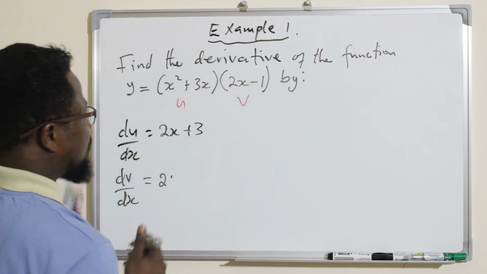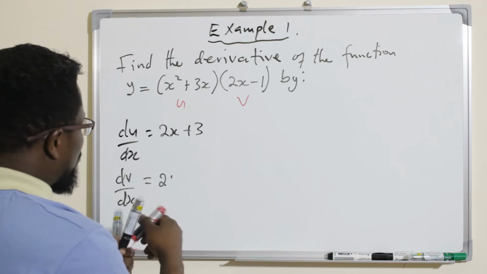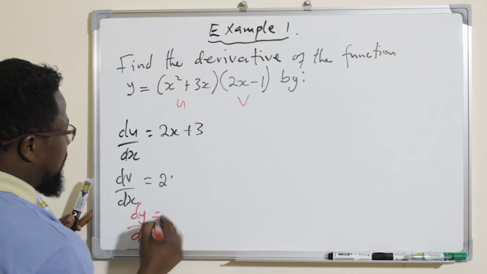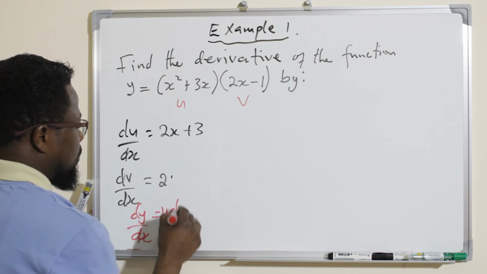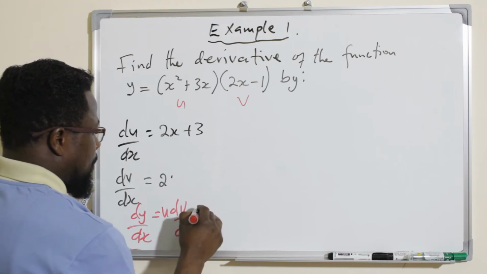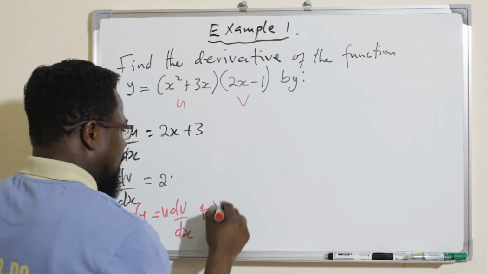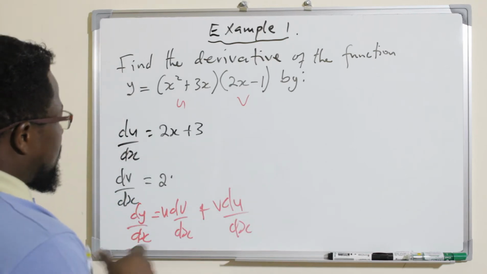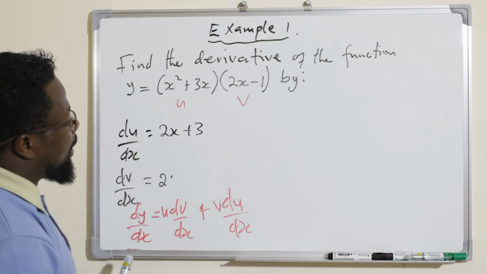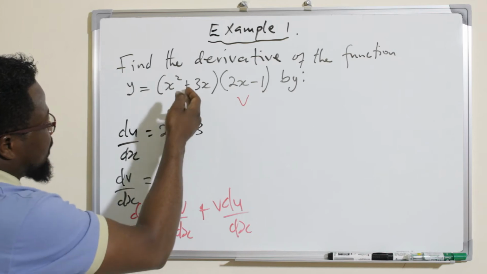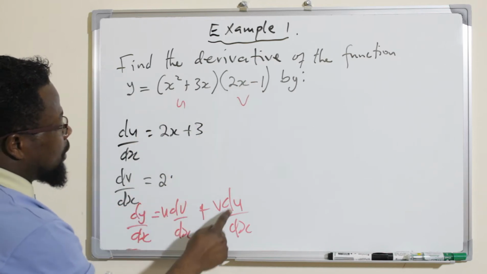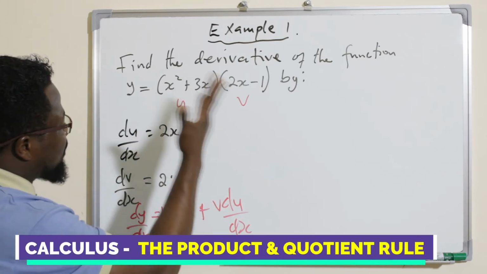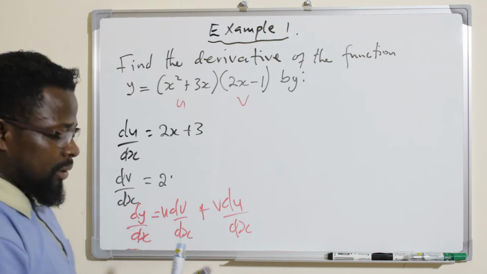But now we want to apply the product rule. So what is the product rule? The product rule is simply dy/dx equals u dv/dx plus v du/dx. Okay, so now I know this is my formula. I know u is here. I know v is here. I know du/dx is here. And I know dv/dx is also here. So I can just simply do the substitutions and then simplify.